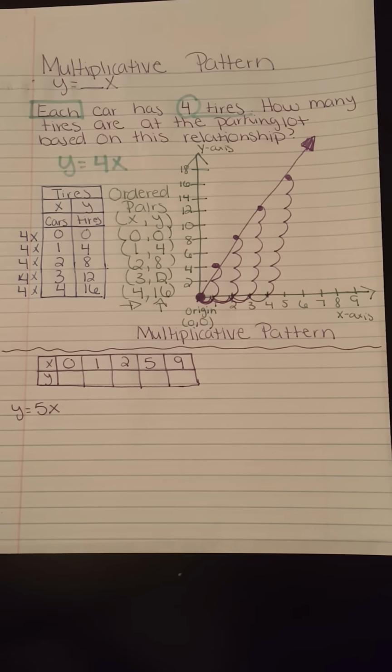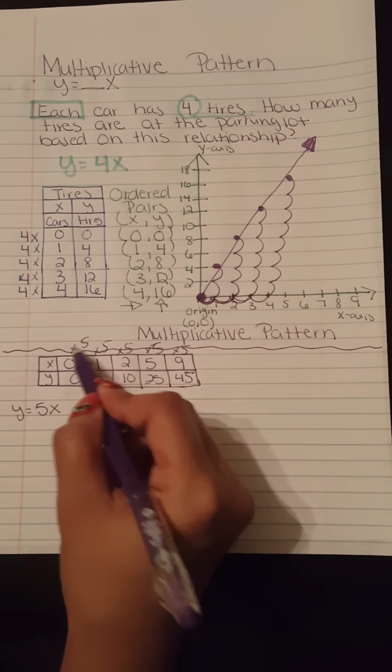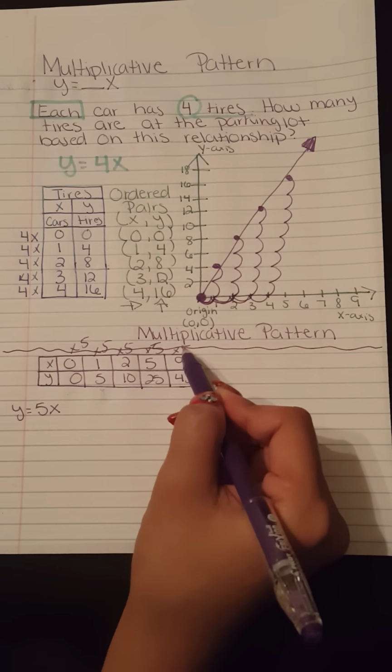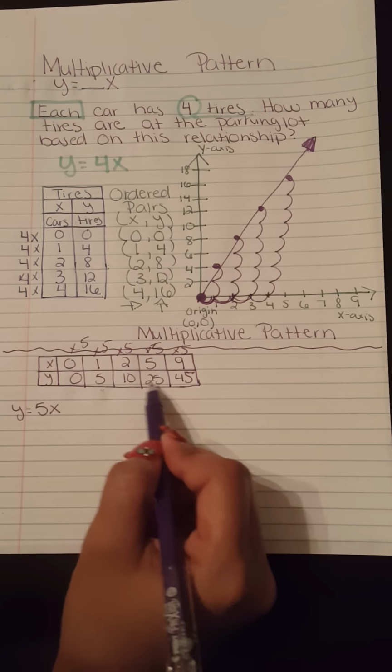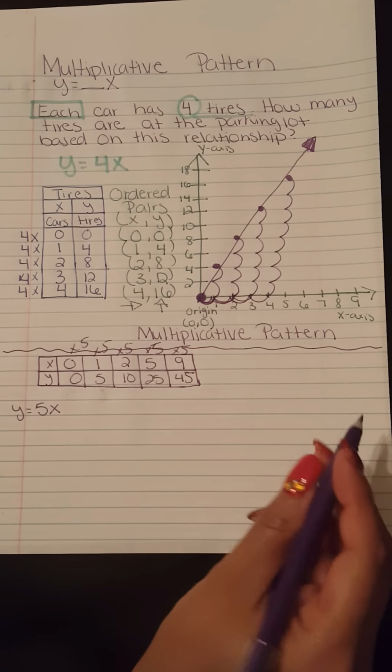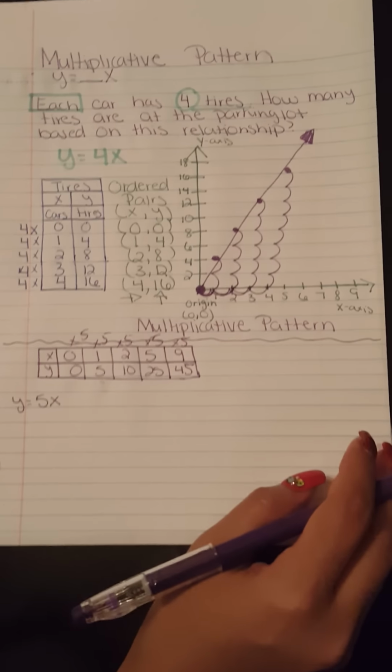Go ahead and pause the video and fill out the table. Okay, we are multiplying by 5, so times 5, times 5, times 5, times 5, times 5. And then you should have 0, 5, 10, 25, and 45 as your final values for your y-axis.